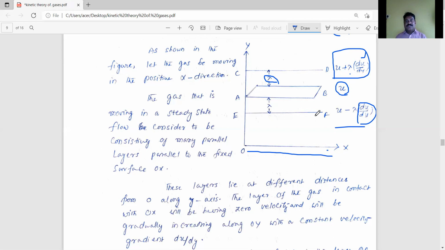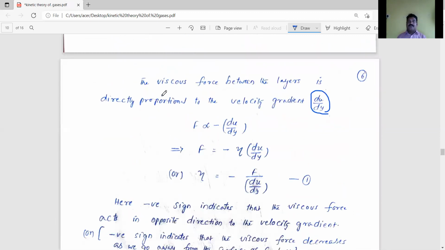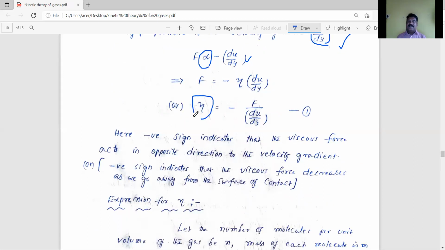So this viscous force which has arisen is directly proportional to this value, that is velocity gradient du by dy. So if you want to remove this proportionality, you have to multiply this value with some constant. So F is equal to minus eta du by dy. Therefore, eta can be written as minus F by du by dy.